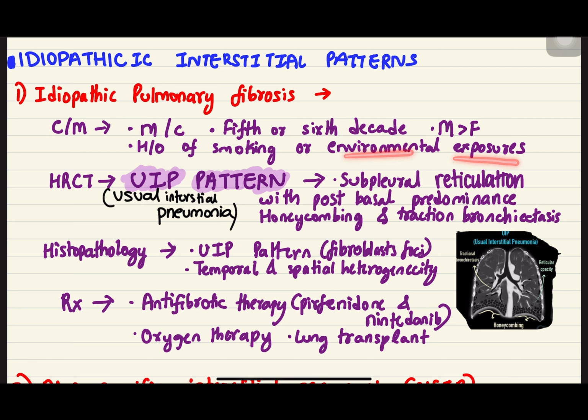What does HRCT show? It shows a UIP pattern. Remember, this is very important. UIP means usual interstitial pneumonia pattern. In this, there will be subpleural reticulation with postero-basal predominance, which is nothing but netting-like patterns at the lung bases. And there will be traction bronchiectasis, which is stretched airways, and honeycombing, which are like little cysts in the lungs.